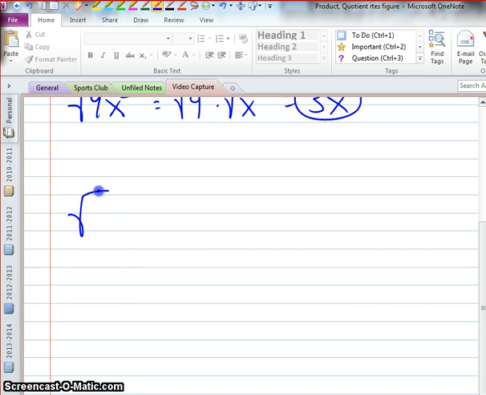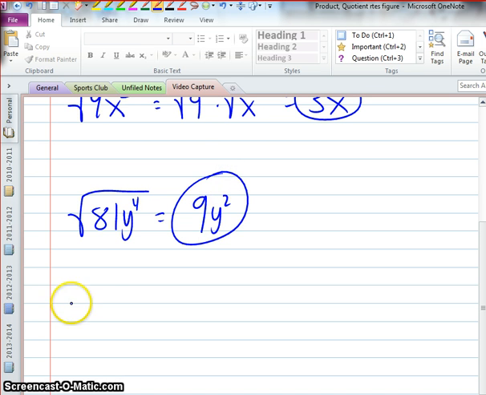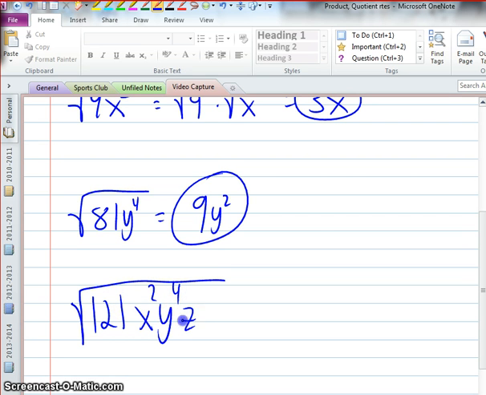You can have the square root of 81y to the fourth. Well, the square root of 81 is 9. Y to the fourth is y squared, right? And you can even make some a little bit bigger. The square root of 121 x squared, y to the fourth, z to the sixth. You should recognize the square root of 121 is 11. Square root of x squared is x. Square root of y to the fourth is y squared. And the square root of z to the sixth is z to the third.